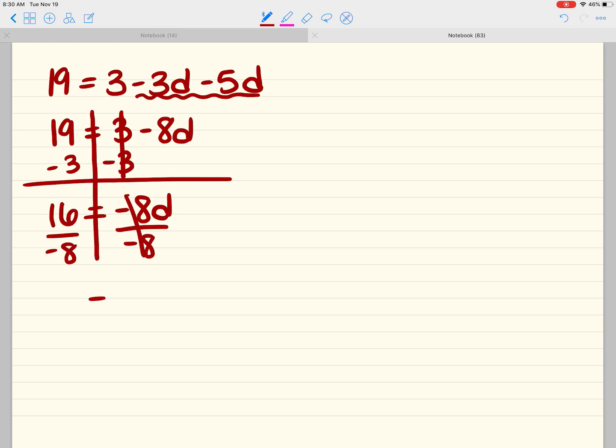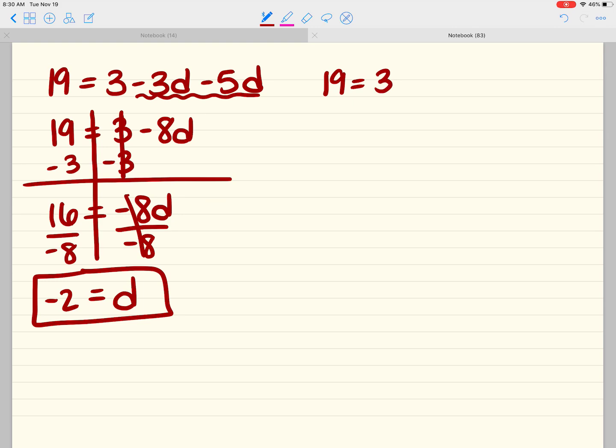What's positive 16 divided by negative 8? Negative 2. Good. Okay? Now, I think we had one like this yesterday where we had two variables. What do you have to plug in for both of those variables? Negative 2 when you check, right? So we get 19 is equal to 3 minus 3 times negative 2 minus 5 times negative 2.